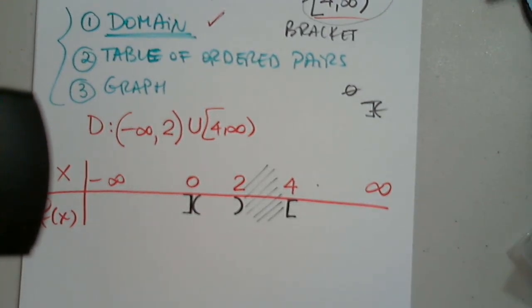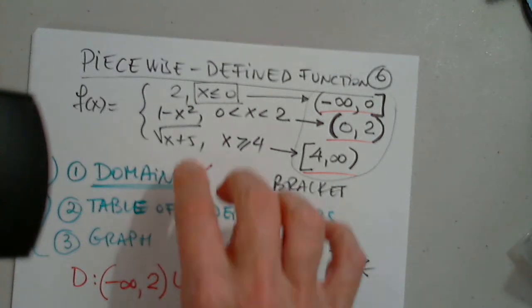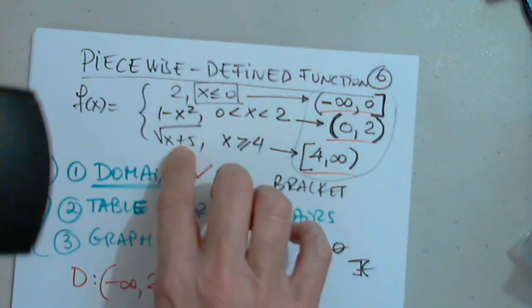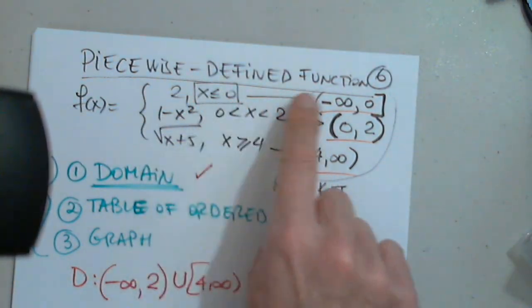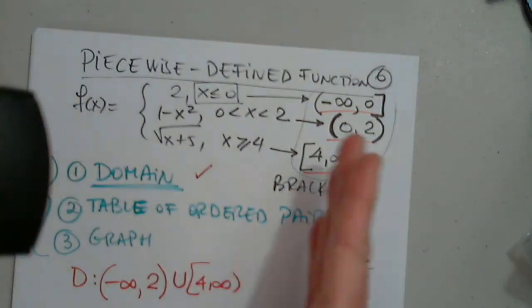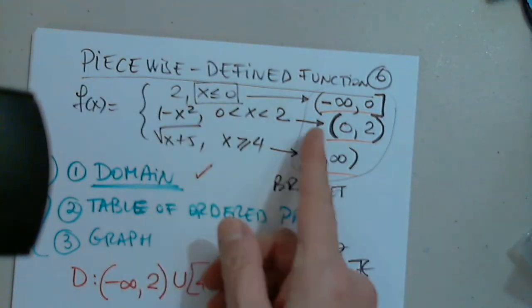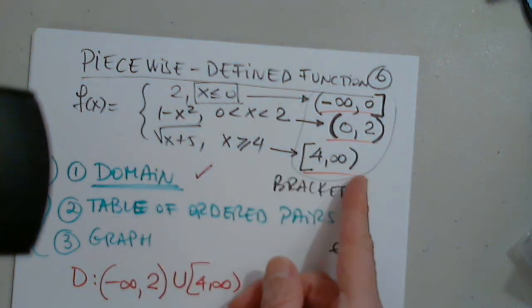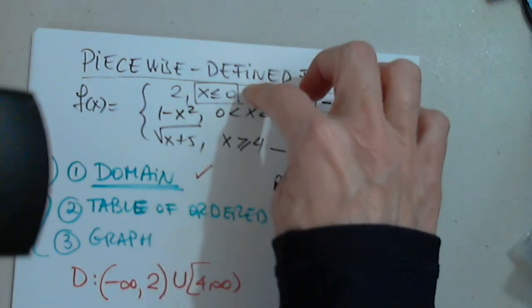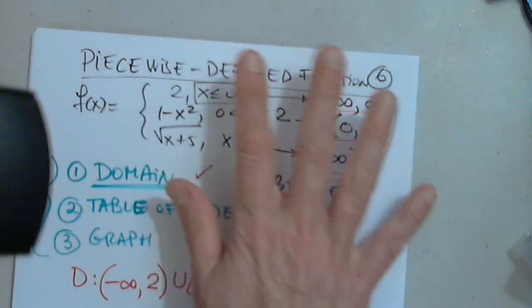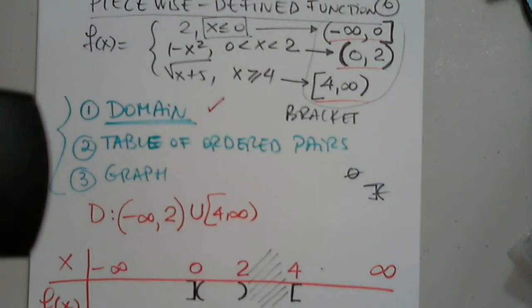Now I make myself a note, and be very careful. These pieces, these branches, are not always presented in the correct order from left to right. These are negative infinity 0, and then it follows 0, 2, and then follows 4 to infinity. But this branch could be first, and this could be last, just to mess us up, or try to.